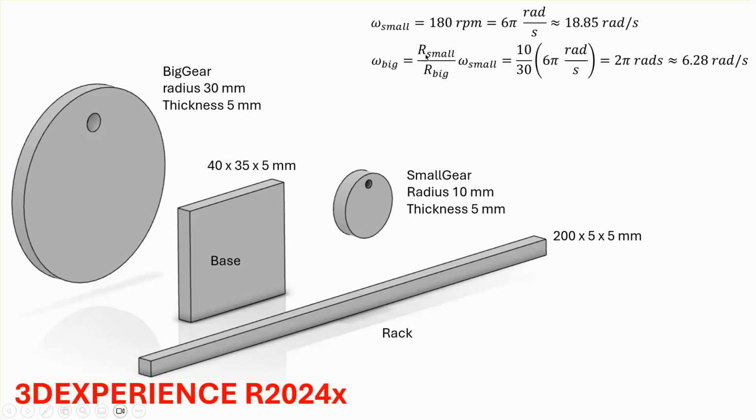So if I assume that the small pinion, for example, turns at 180 RPM, the big gear spins at 1/3 of the speed, and the rack advances by the radius of the big gear, which is 30 millimeters, times the angular velocity of it in rad per second, 188 millimeters per second. So this is how we're going to check to see whether we have done it correctly or not.